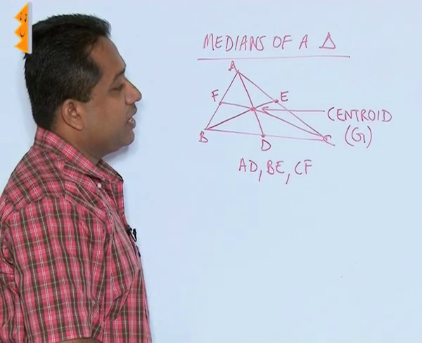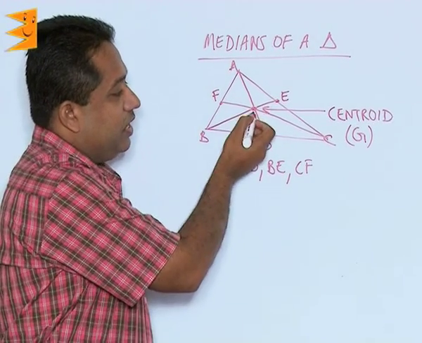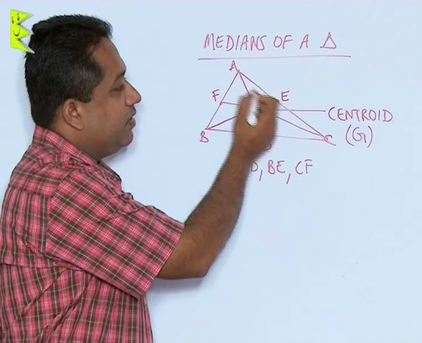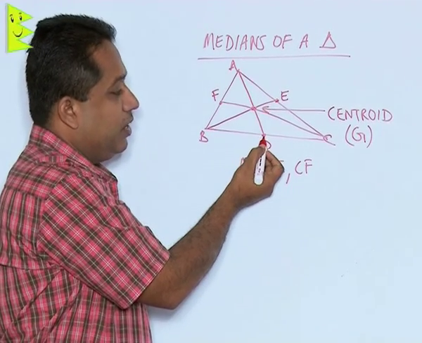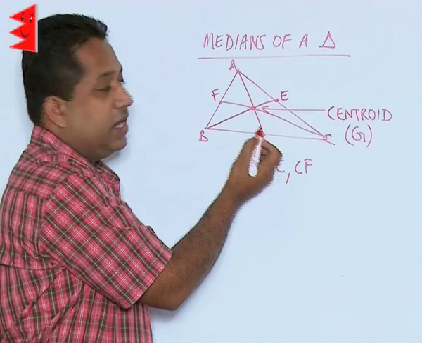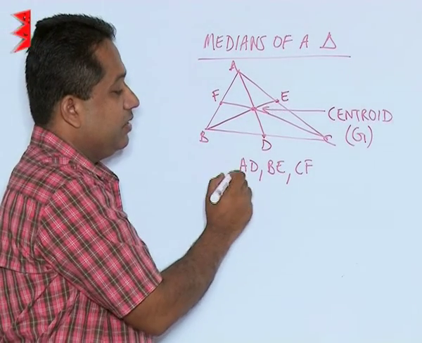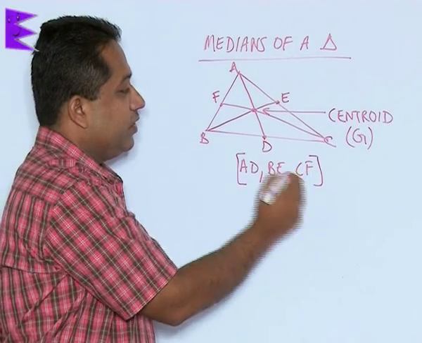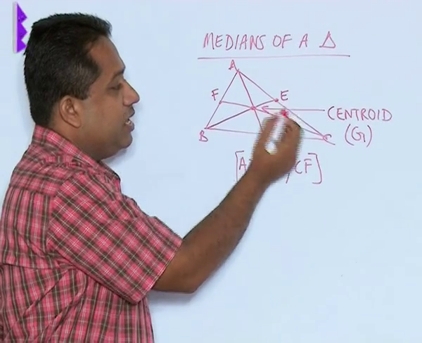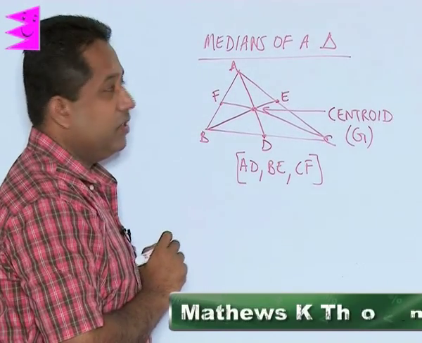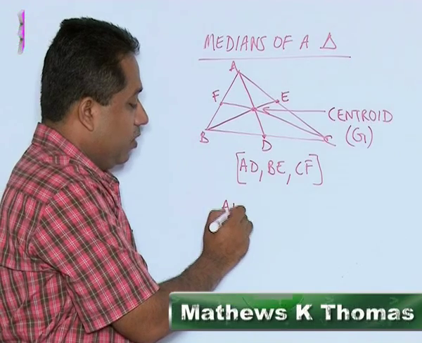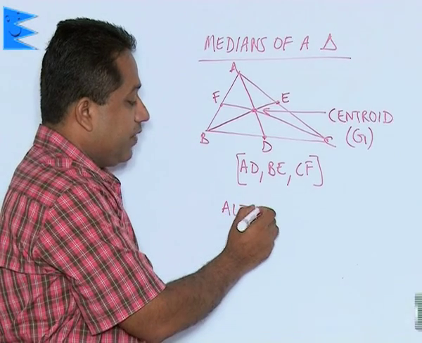So, a triangle has 3 medians, and a median is defined as the line drawn from the vertex to the midpoint of the opposite side. The 3 medians are given here: the first median AD, then BE and then CF. Next we should know what the altitudes of a triangle are.